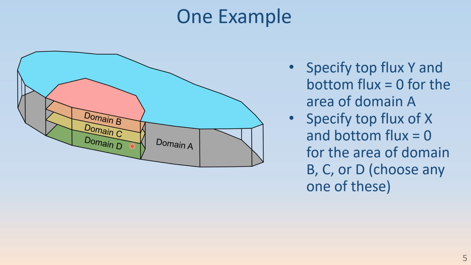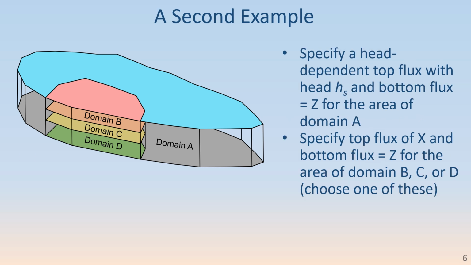And we could choose the area of domain B or the area of domain C or the area of domain D. They're all the same area when you look at it from above, but we only need to choose one of those three, because whatever domain you choose, the top condition you're applying applies at the top of the topmost layer in that area. So even if we chose domain D, say, the top condition would apply at the top of domain B because it's the topmost domain that is in the same area as domain D. And the bottom condition would apply at the bottom of domain D, whether we used domain B, C, or D to define the area over which that applies.